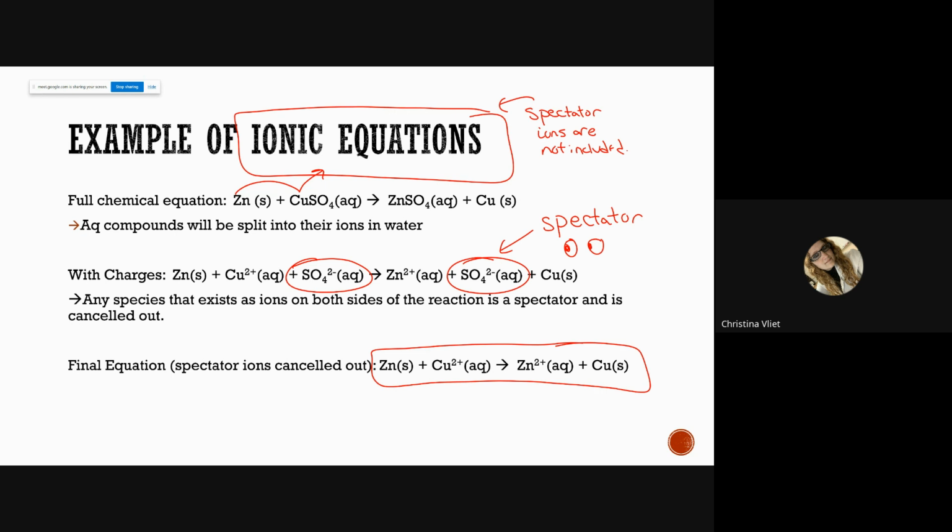Notice zinc goes from having a charge of 0 to a charge of +2. Copper goes from +2 to 0. Is that a type of reaction we may have studied in the past? If the charge changes. Ionization?